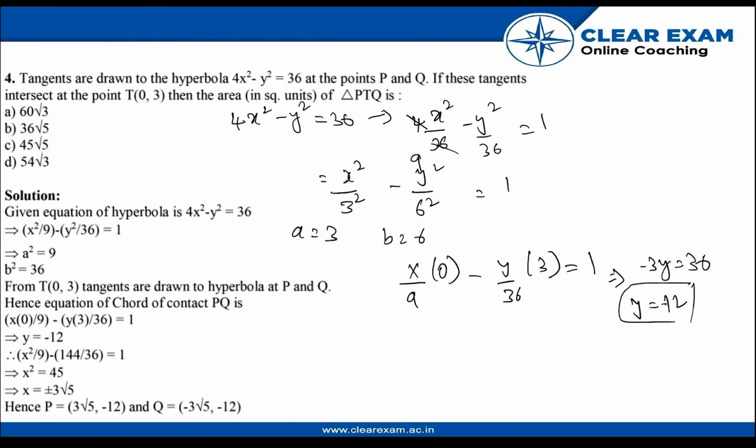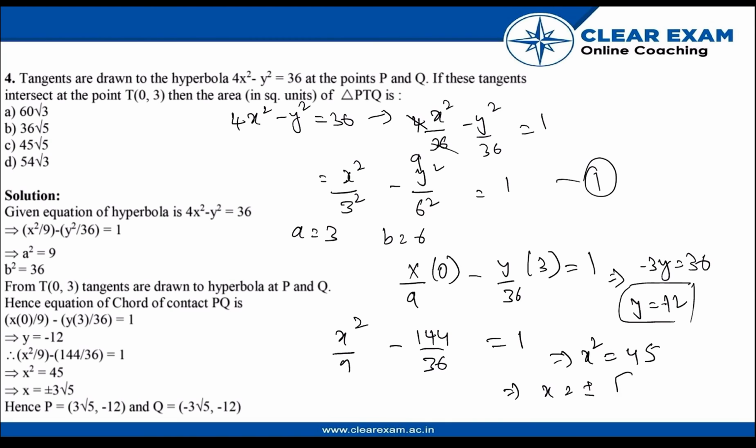So we can put this in our initial equation, equation number 1, x square upon 9 minus 144 upon 36, that is 12 square, equals 1. Now we have x square equals 45, which is x equals plus minus under root 45, which is 3 root 5. So now we have P equals (3 root 5, minus 12) and Q equals (minus 3 root 5, minus 12). Cool. So now we have to find the area of the triangle PTQ.